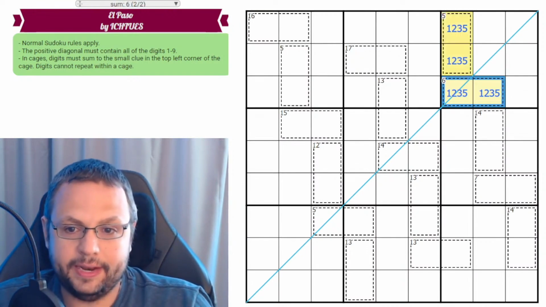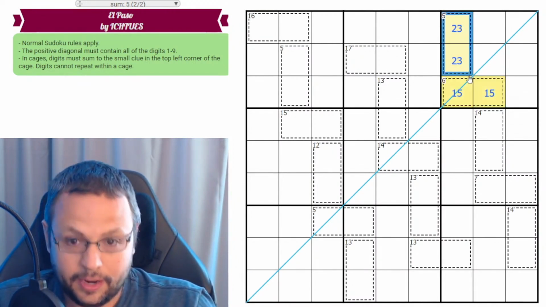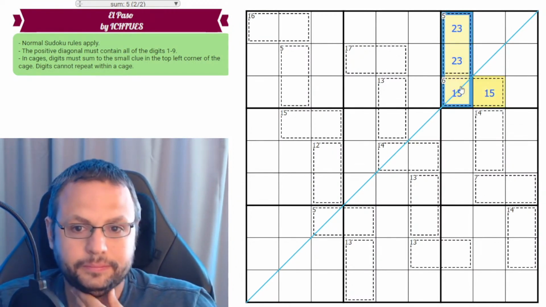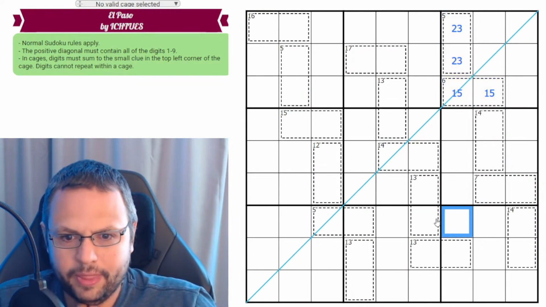But I can't put a 3 in a 6 cage. So that means I must be putting a 1 and a 5 here, and a 2 and a 3 here. Like that. So that is a start.